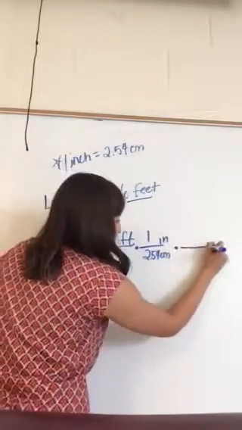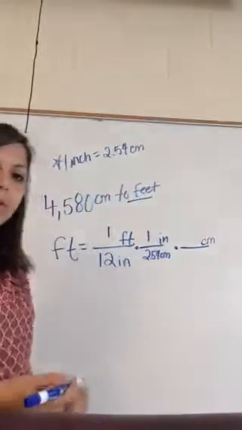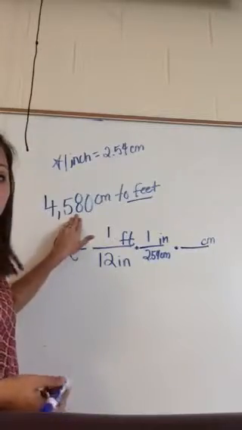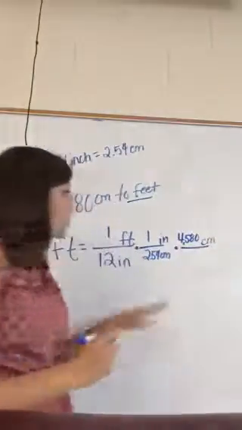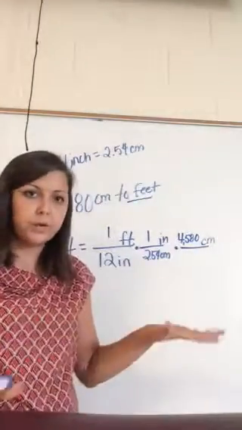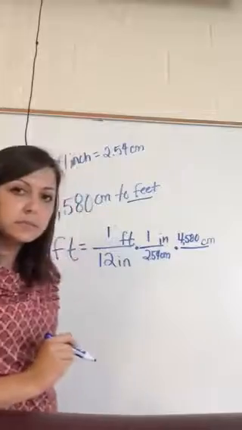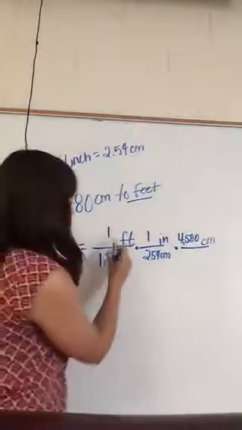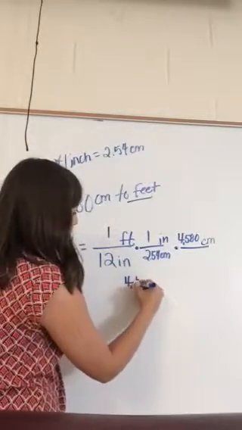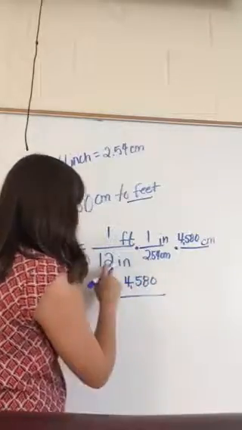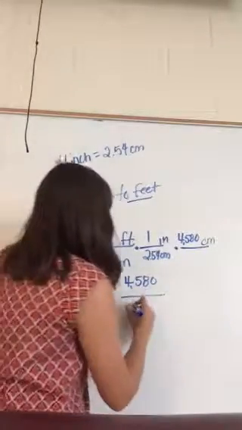So now we're going to do another multiplication symbol. Whatever's here must go here. And that's when we look back at our original problem, 4,580 centimeters. We've successfully made it to centimeters. We don't need to go any further. Now, whatever's on the top needs to be multiplied together, and whatever is on the bottom. So 1 times 4,580 is 4,580. And 12 times 2.54 is 30.48.